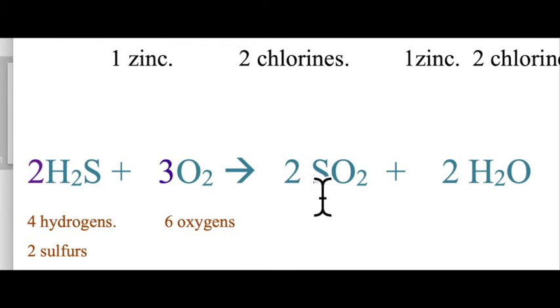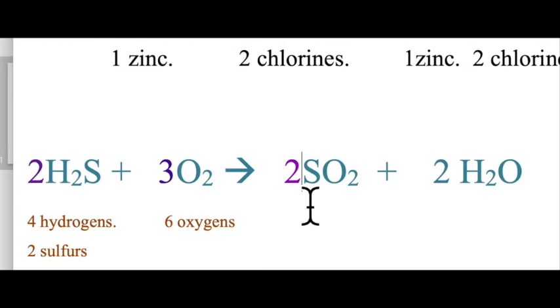If you look over here, there's a 2 in front of the SO2. The SO2 is the chemical formula, but the 2 is actually a coefficient. So these are coefficients, and these are subscripts. Coefficients are the large numbers, subscripts are the small numbers. So we have a coefficient of 2. 2 times 1, what's 2 times 1? 2 times 1 is 2. So we have 2 sulfurs.